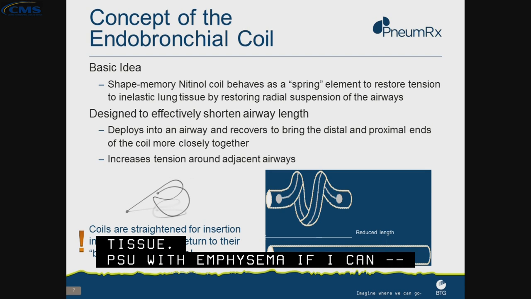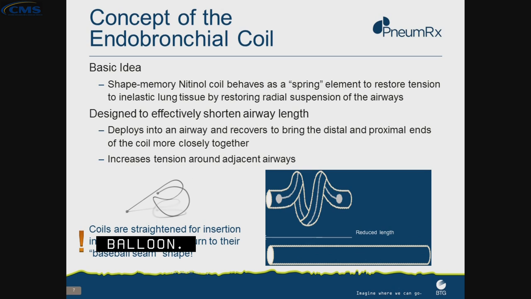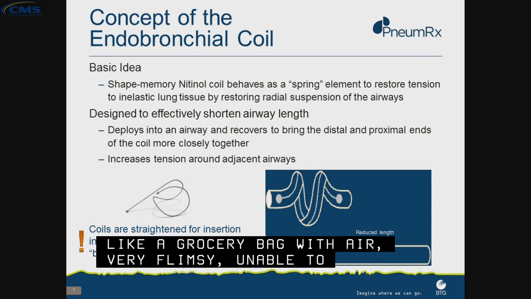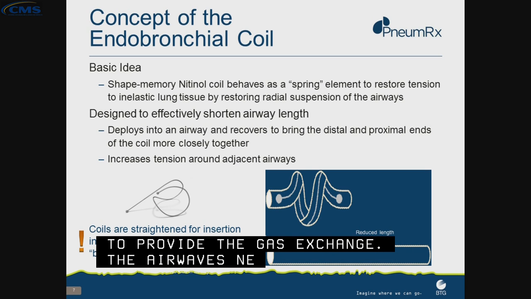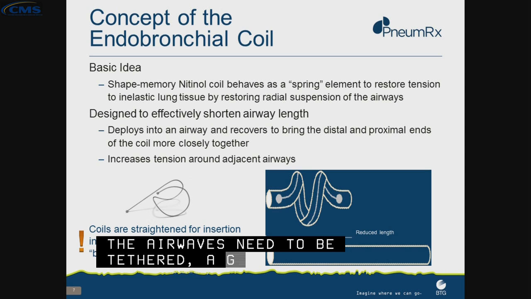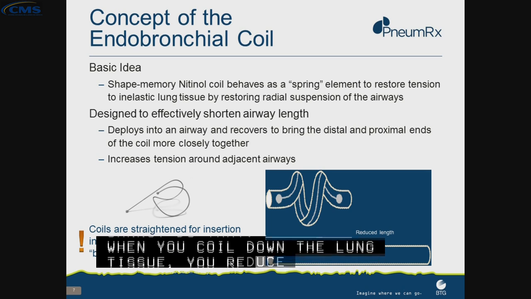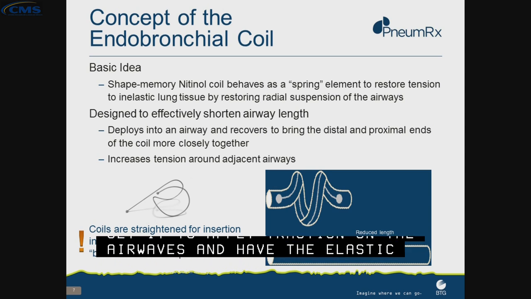The issue with emphysema, if I can draw you an analogy, the air sac should be like a thin walled balloon. It should inflate and deflate with inspiration and expiration. In emphysema, those air sacs become like a grocery bag with air in it, very flimsy, unable to expand to provide that gas exchange. And also the airways need to be tethered. A good, healthy lung parenchyma applies some traction on those airways and keeps them open. When the lung is destroyed, you can't do that. And the idea is when you coil down the lung tissue, you're reducing that size, you're compressing the lung tissue to get it to apply traction on the airways and also to have that elastic recoil to go from a grocery bag to a better balloon.